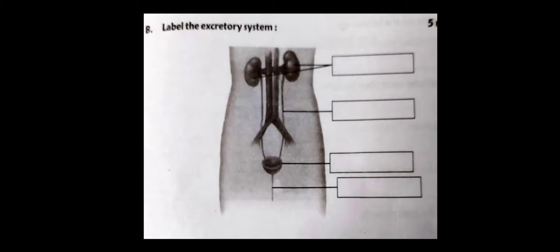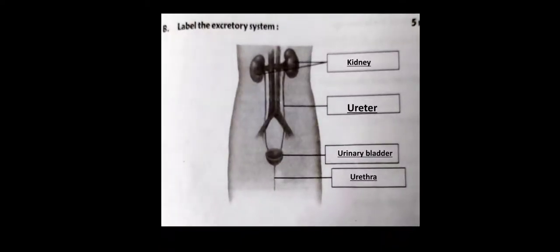Next, label the excretory system. Here we have to fill in the boxes with the parts of the excretory system. So let's start. First, the bean shaped parts are called kidneys. Second, the two thin tube-like structures which take urine to the bag-like structure are called ureters.